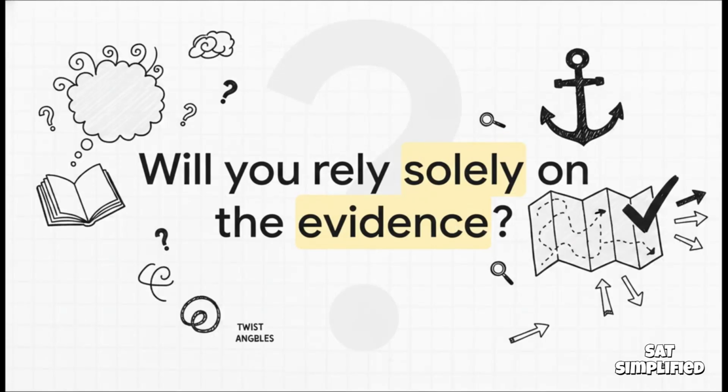Master the twist. Watch out for those shifting angles, and honestly, you'll turn text completions into your absolute highest scoring question type. But the ultimate question I want you to take away from this explainer is this. When you're faced with that intimidating blank space on exam day, are you going to let your imagination run wild with plausible speculation? Or are you going to use this playbook, anchor yourself to the text, and rely solely on the evidence?